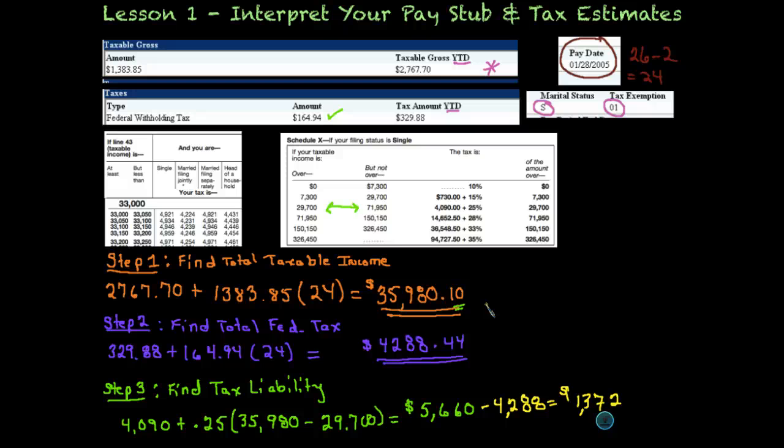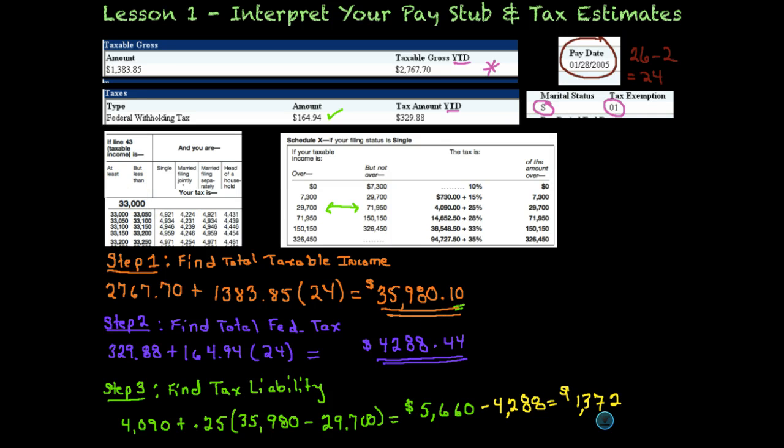But just for an idea, if you have children, you get extra exemptions. If you own a house, you also get extra deductions. So this $35,000 is a conservative number. This tax right here, $5,660, would probably be the most that this person would owe based on this income. In fact, this person would probably owe a little bit less.